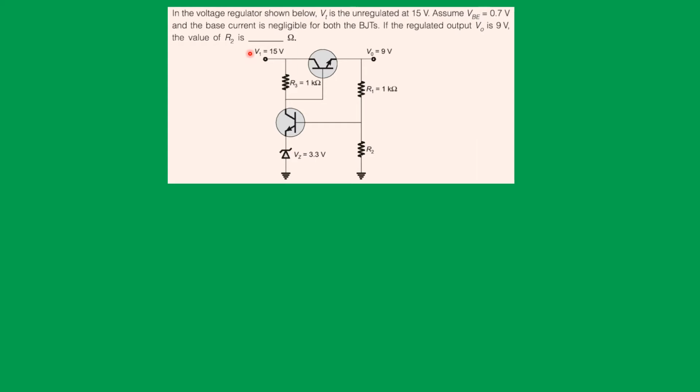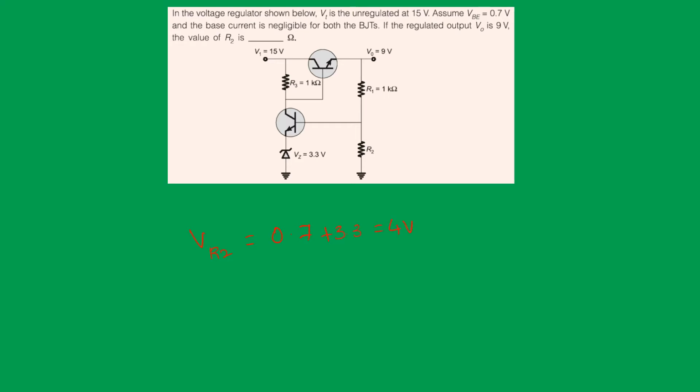To find the value of R2, we should know the voltage across R2. The voltage across R2 is nothing but the sum of the base emitter voltage and the Zener voltage. The base emitter voltage is given as 0.7 volt and the Zener voltage is 3.3 volt. So the voltage across R2 is 0.7 plus 3.3, which is 4 volt.